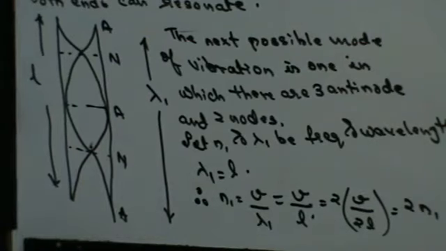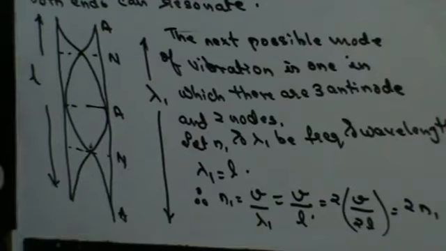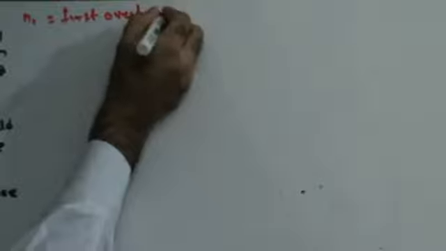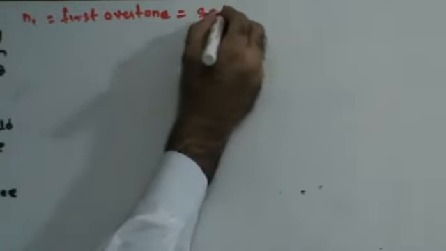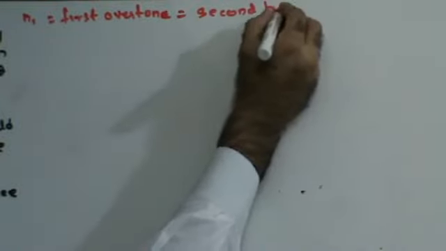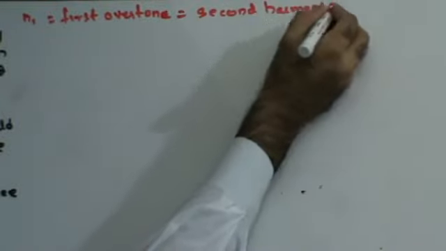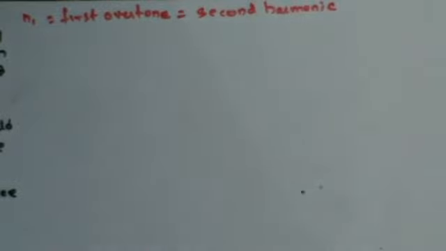So I can say that n1 is 2N, where n1 is the first overtone, which is equal to the second harmonic. Fine, do we get this thing here?